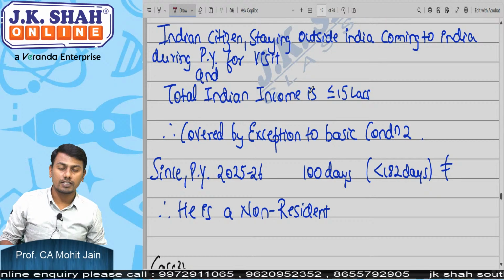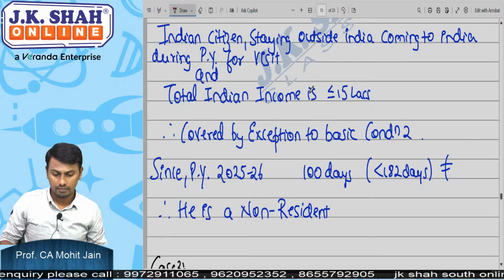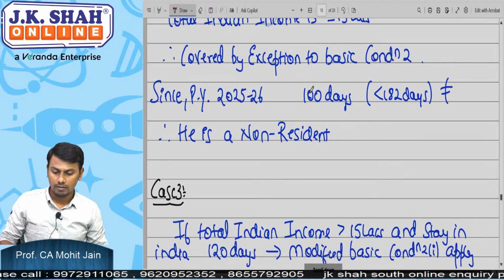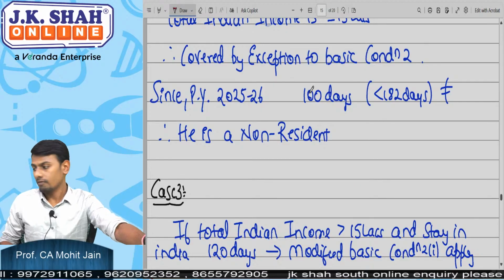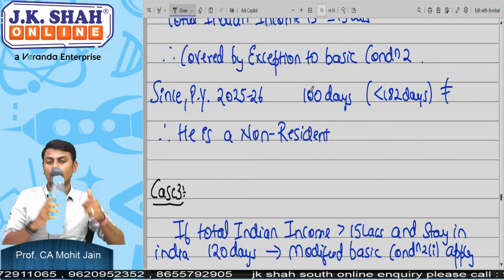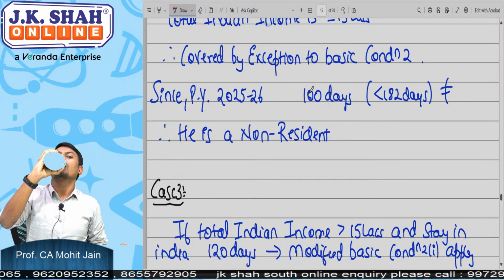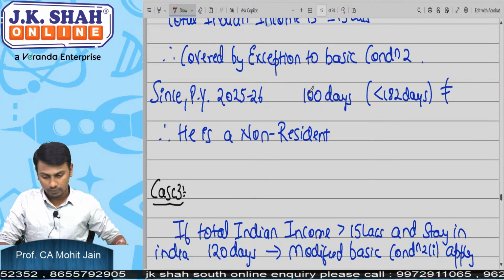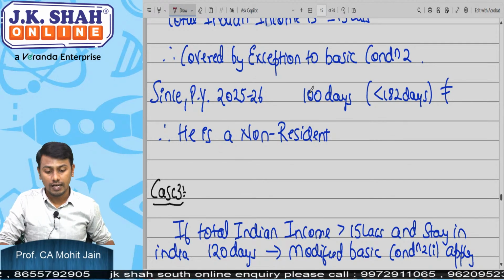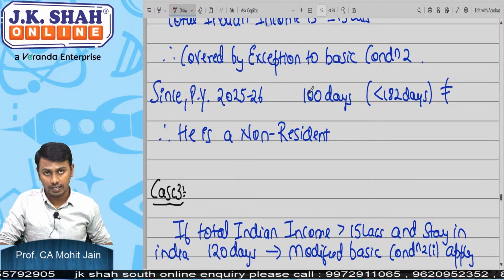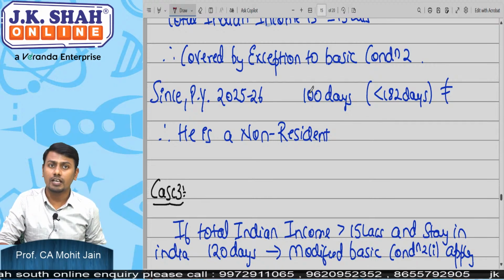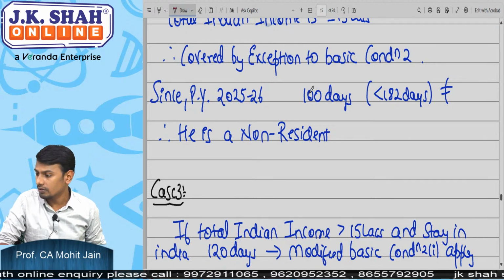Then write down case number 3. Write down case number 3. If total Indian income is more than 15 lakhs and stay in India is 120 days, so now can I say what will be applicable?